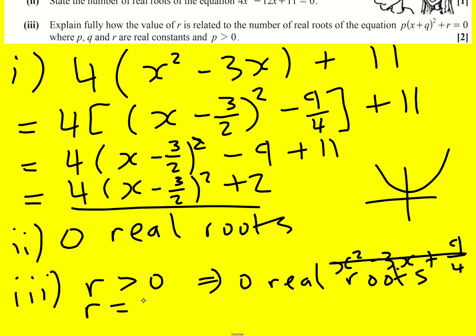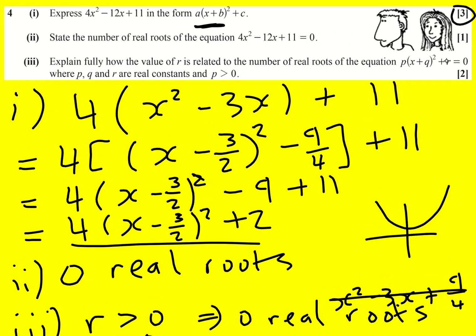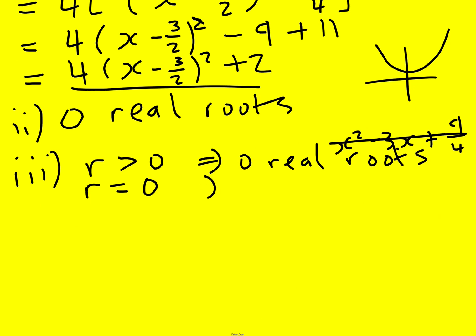Well, there's when r is equal to 0. If you then solve this equation with it gone, you can divide through by p. You can take a square root, and you will just get that x plus q is equal to 0, and you'll just get x is equal to minus q. That basically means there's one solution. We say that there's one repeated root.